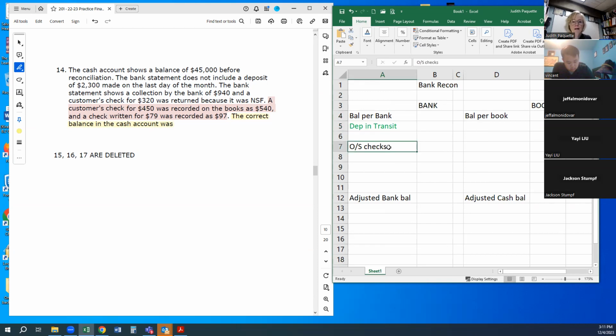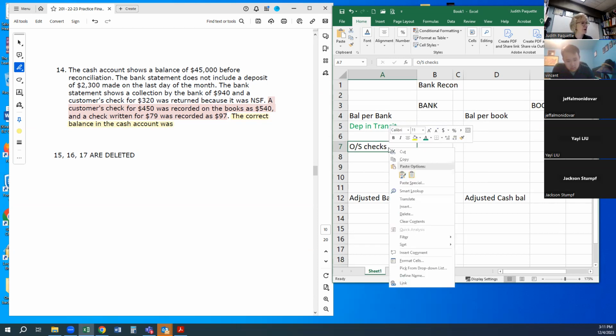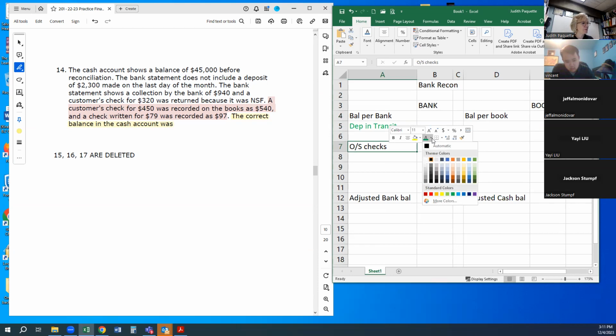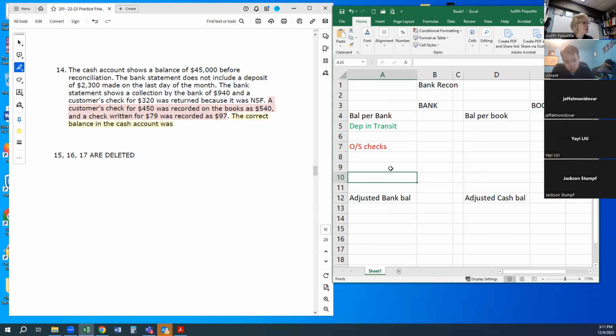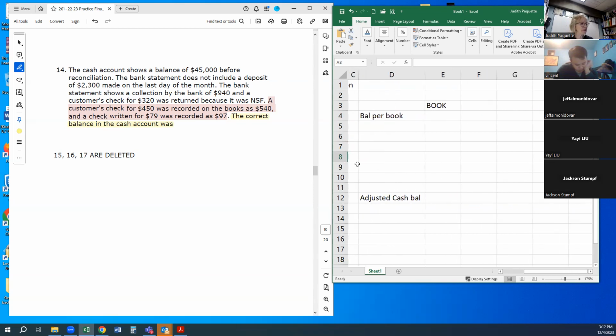Outstanding checks. What are they? Do we add or subtract? Yeah. So we subtract those. I'm just showing the adds, but we can show it like this too. Okay, so we start with the bank. This problem isn't about the bank, so we don't even need this side of the spreadsheet. So let's just work with the book side.